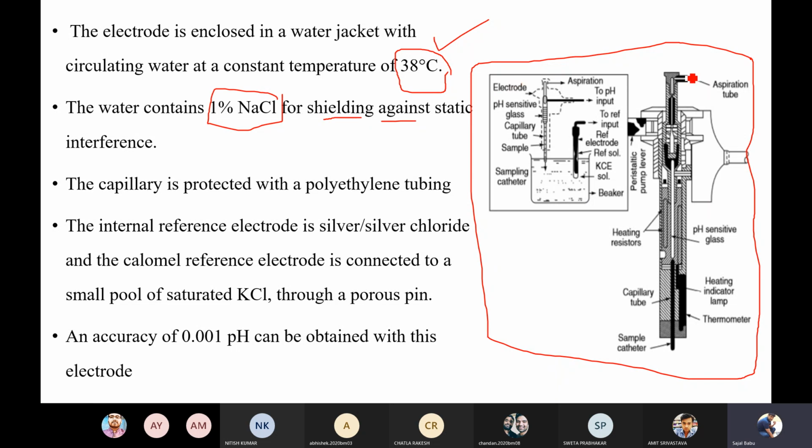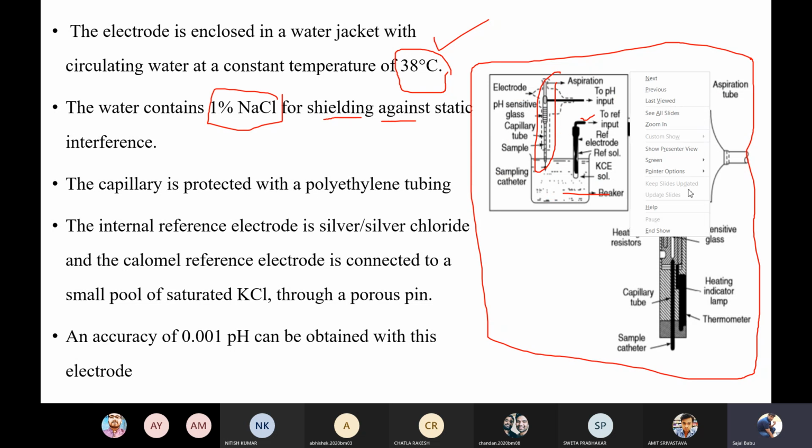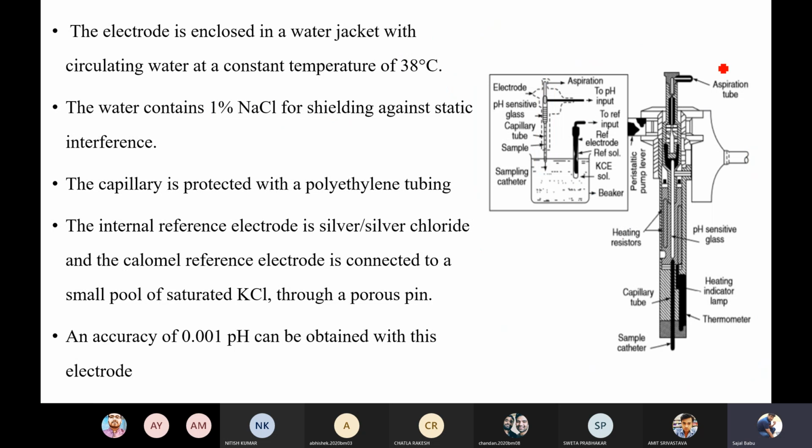Okay, so this is the inside construction. Here there will be a small catheter, which is going to take the blood out from the capillary. Then there will be a KCl solution, and one electrode will be inserted in this, and this will be your reference electrode, and this will be your glass electrode. This particular big one has been shown here as a small one.